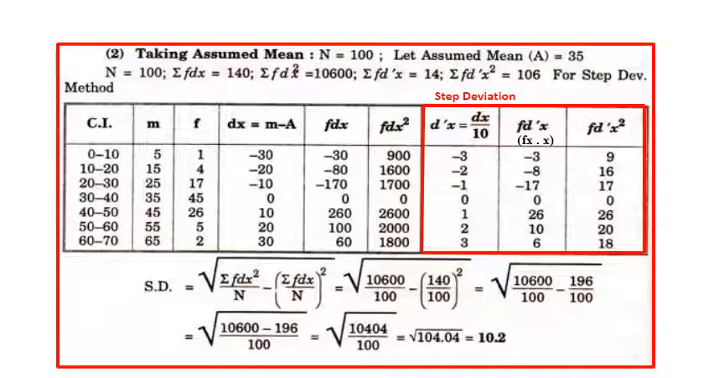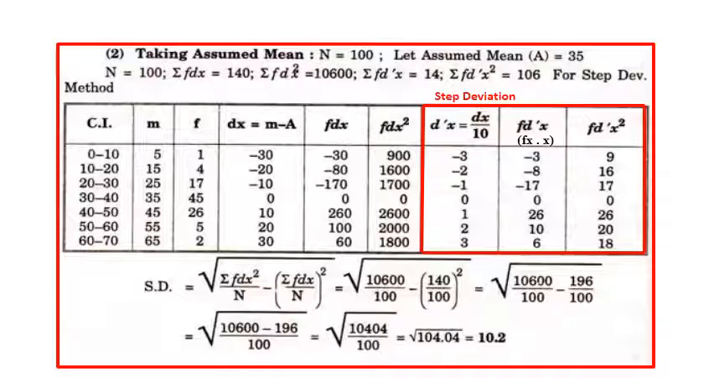Then f dx square. This is f dx into dx. Then it will become f dx square. You need not square the f dx. F dx को आप square नहीं करना. It is f dx into dx. You can do it like this.